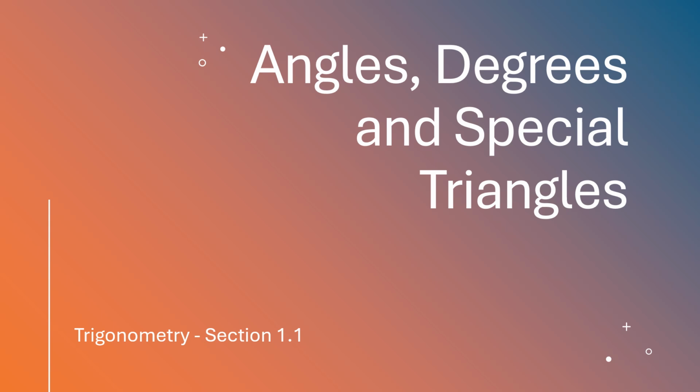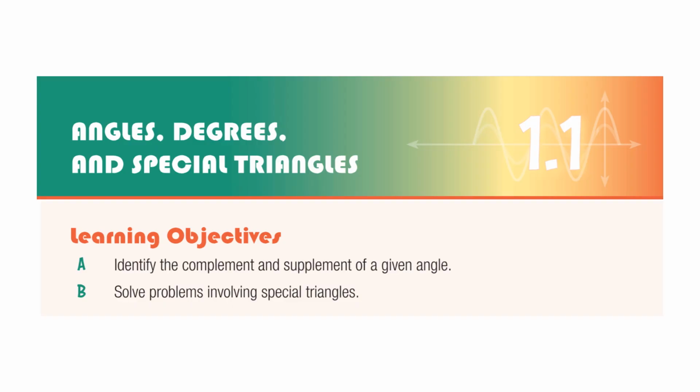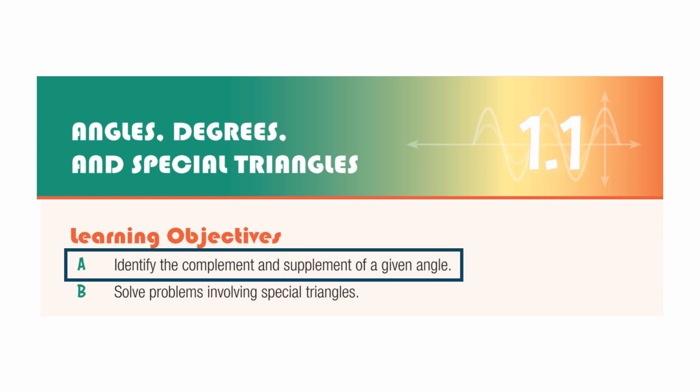Section 1.1, Angles, Degrees, and Special Triangles. In this section, we have two objectives. The first objective we're going to look at is identify the complement and supplement of a given angle.